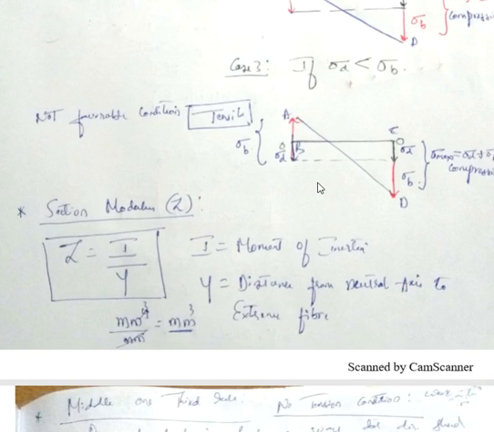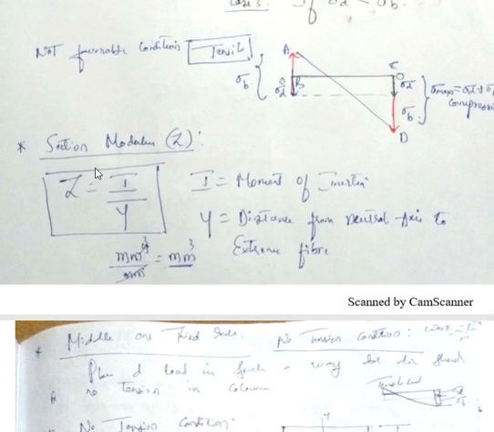Remember this condition. Now apart from this, there is one more term called section modulus, which you are going to study in depth in your 4th unit. Let me just briefly tell the definition. Section modulus is represented by Z, and it is given by ratio of moment of inertia divided by Y, where Y is nothing but distance from neutral axis to extreme fiber. Moment of inertia is having a unit of mm raised to 4, and Y is nothing but distance, so mm. So unit of section modulus is mm cube. This is not important for this unit, it is important for next unit.